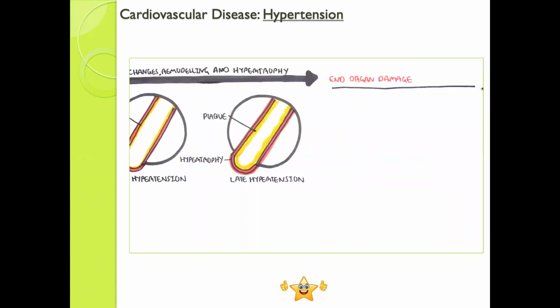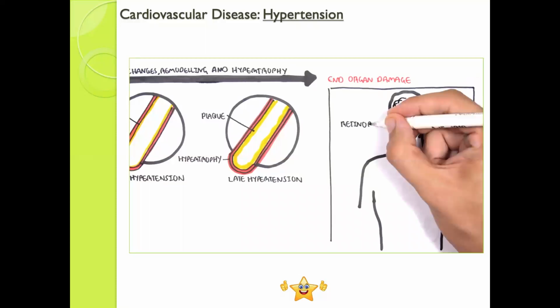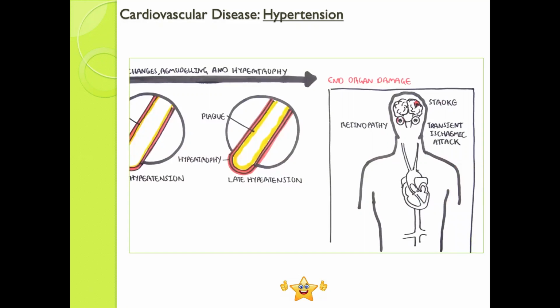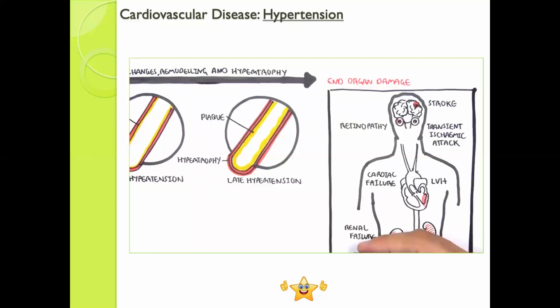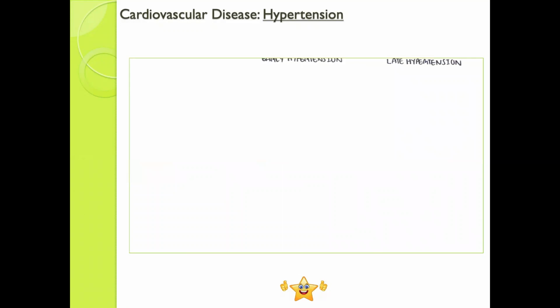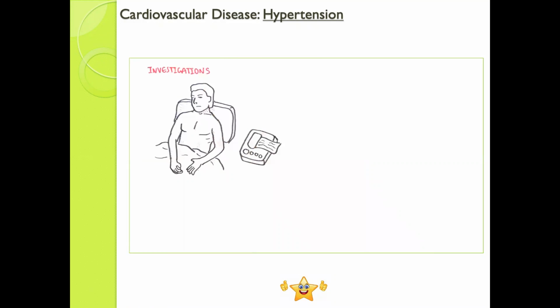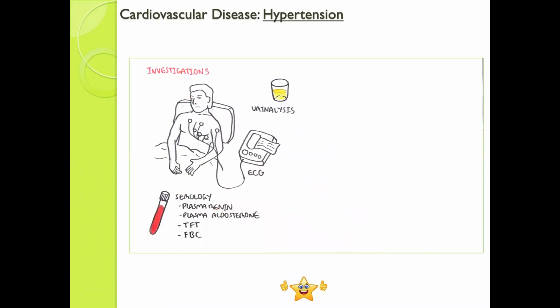These vascular changes can eventually result in end organ damage, which includes stroke, retinopathy, transient ischemic attack, left ventricular hypertrophy, cardiac failure, and renal failure. Some investigations that should be performed in a patient with hypertension include ECG or electrocardiogram to check for cardiac function, urinalysis for renal function, and serology tests such as plasma renin, plasma aldosterone, the thyroid function test, and full blood count to rule out other differentials and to monitor hypertension.